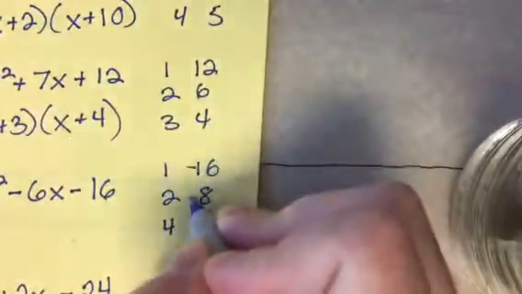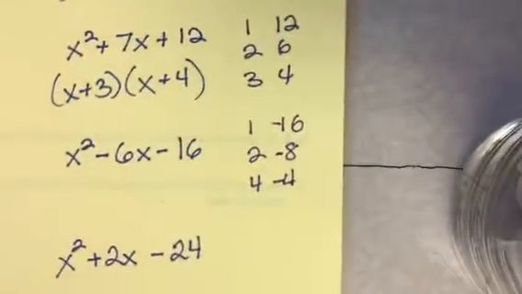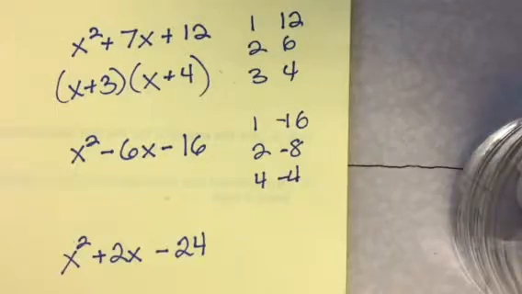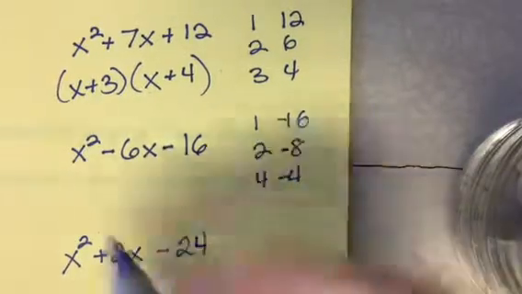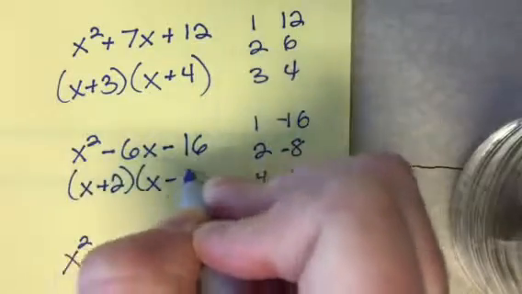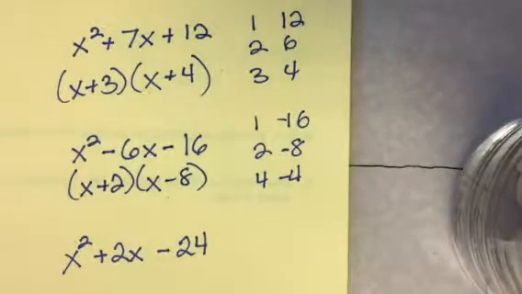So it would be like this. Now I think which set of those gives me -6 when I add it? And it appears to be this one right here. So that means it's x plus 2 times x minus 8. Or x plus -8 would be just fine.